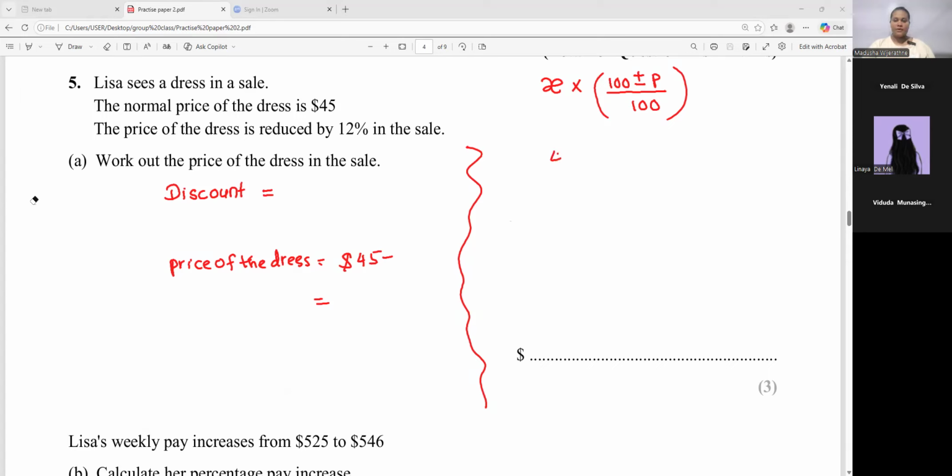Now the amount is 45 times 100, reduced by 12%. So this is a percentage decrease question. The answer should be less than 45. Then 100 minus 12, the percentage is 12, over 100. So you can enter this into the calculator at once. We can do it this way also: 100 minus 12 is 88 over 100. 45 times 0.88.